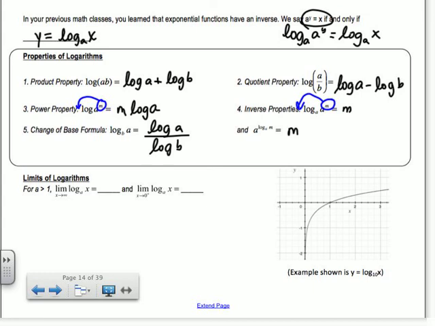Okay, for a greater than 1, the limit as x goes to infinity, so looking at log base 10 of x over here, do you guys see our example? As x goes to infinity, what is the limit of this log function? It's infinity. It gets bigger and bigger. All right, and then the limit as x goes to 0 from the right of log base a of x is negative infinity. It goes down forever.